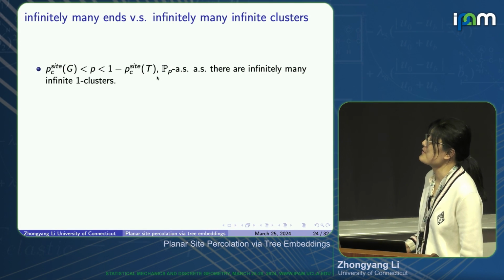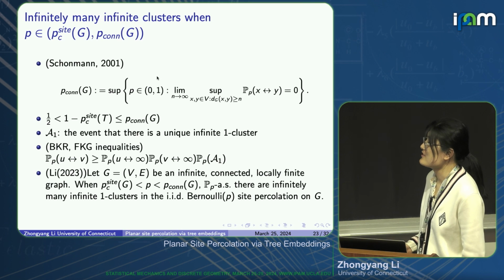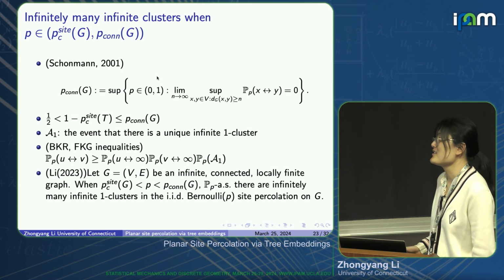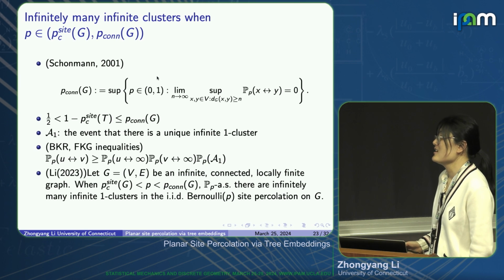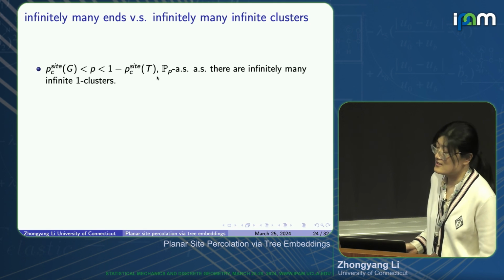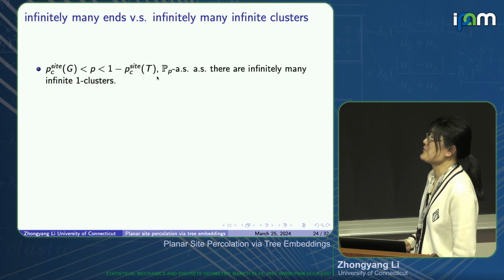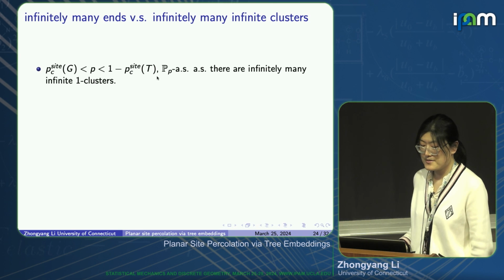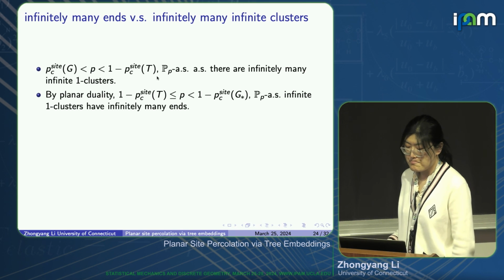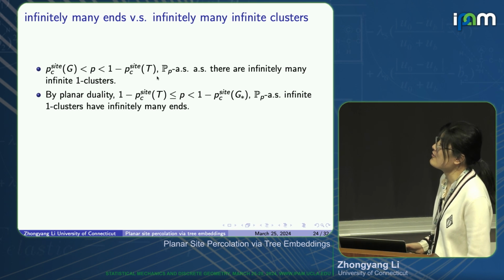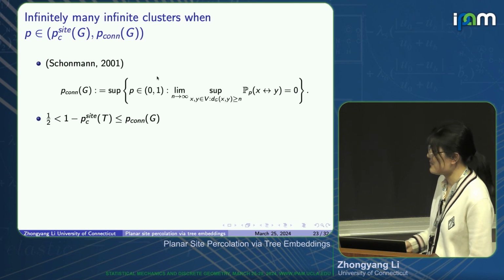Then we could show that whenever p is greater than p_c^site, because with probability 0 there are finitely many infinite one clusters, but almost surely there exist infinite clusters, the number of infinite clusters has no choice but to be infinite. So whenever p is between p_c^site of G and 1 minus p_c^site of G, almost surely there are infinitely many infinite one clusters. Okay, so we have shown the left part.